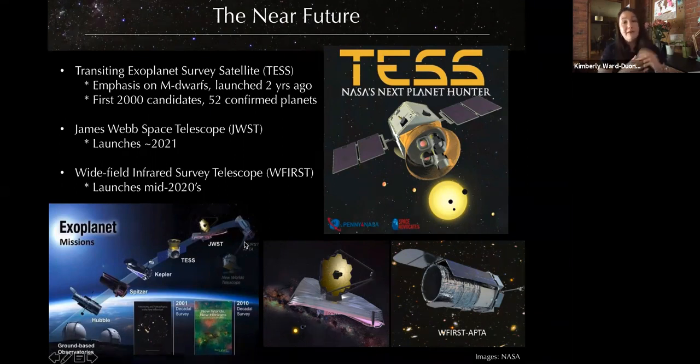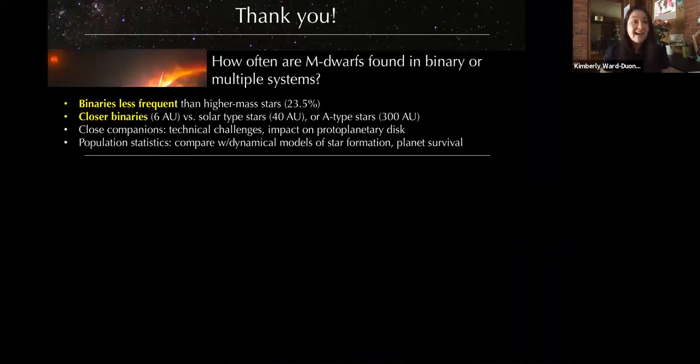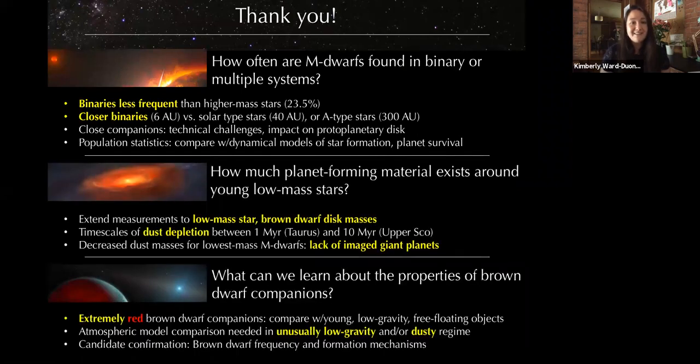And these will all be facilities which will give us insight into M-dwarfs and their planets, as well as the capability to directly image some of these systems, which will be quite exciting. And with that, I will just leave you with my summaries about the binary statistics, these objects' ability to form planets, and what we can learn from characterization of these kinds of systems. And thank you for your time.